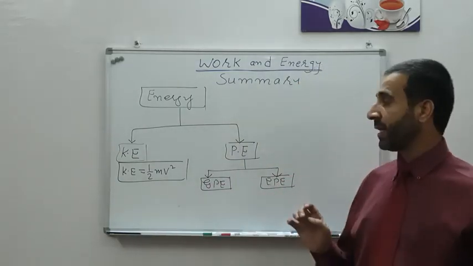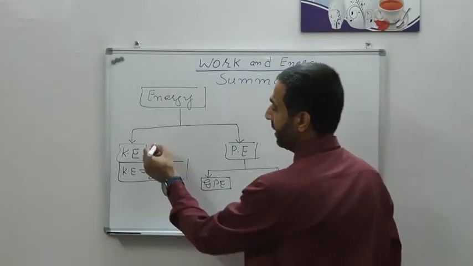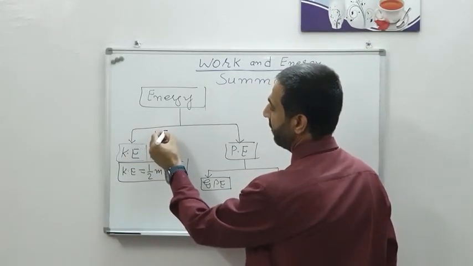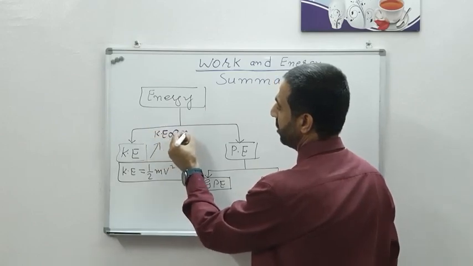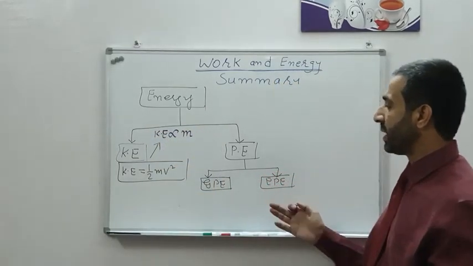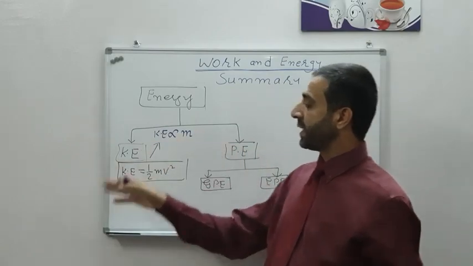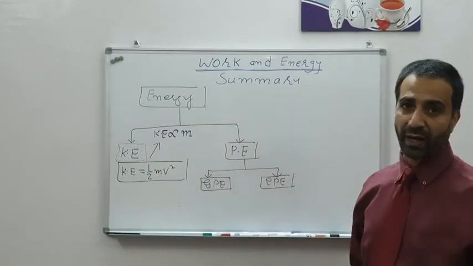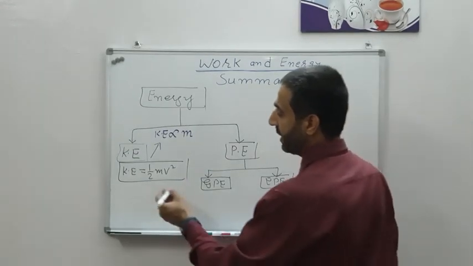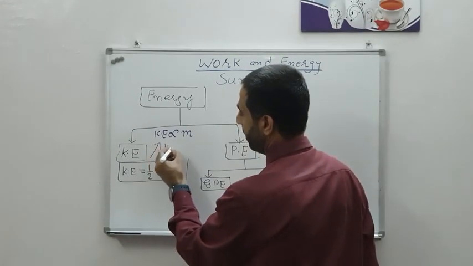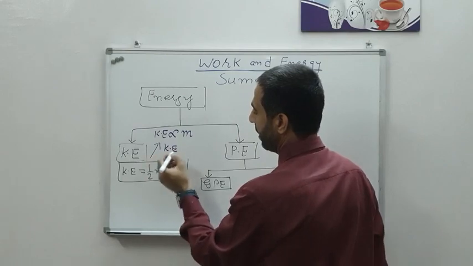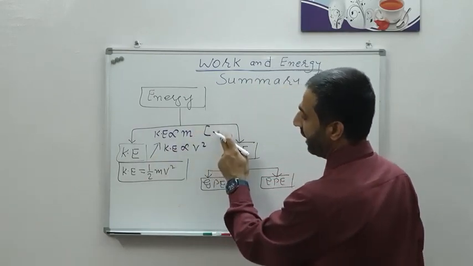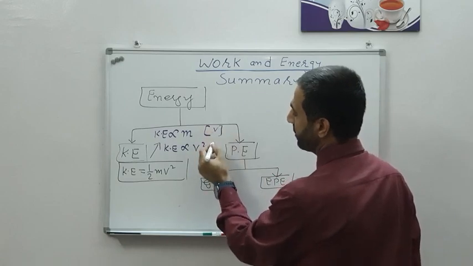And I told you in the previous lectures that kinetic energy is directly proportional to the mass of the object. If you double the mass of the object, the kinetic energy doubles, right? And the kinetic energy is directly proportional to the square of the speed, right? Double the speed and the kinetic energy will increase 4 times. That is, it is directly proportional to the square of the speed. This holds for constant velocity and for constant mass.